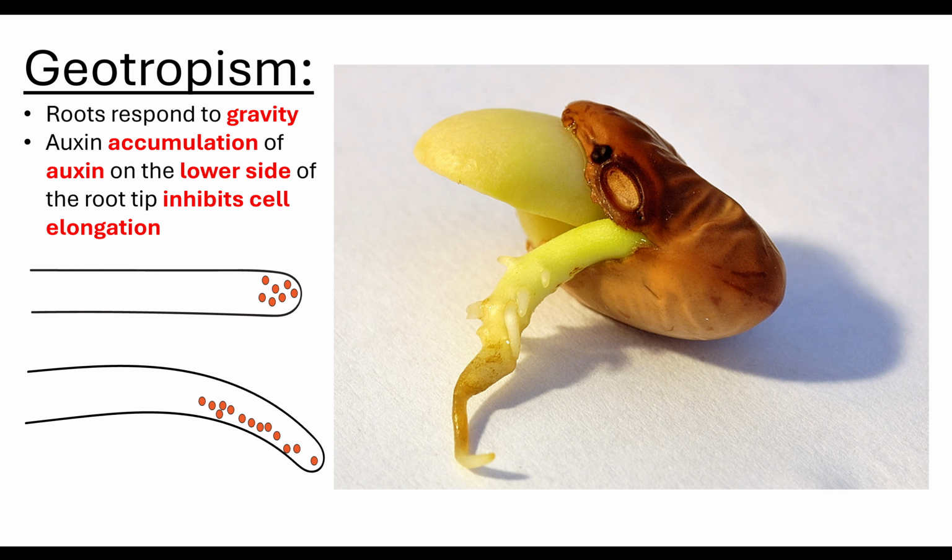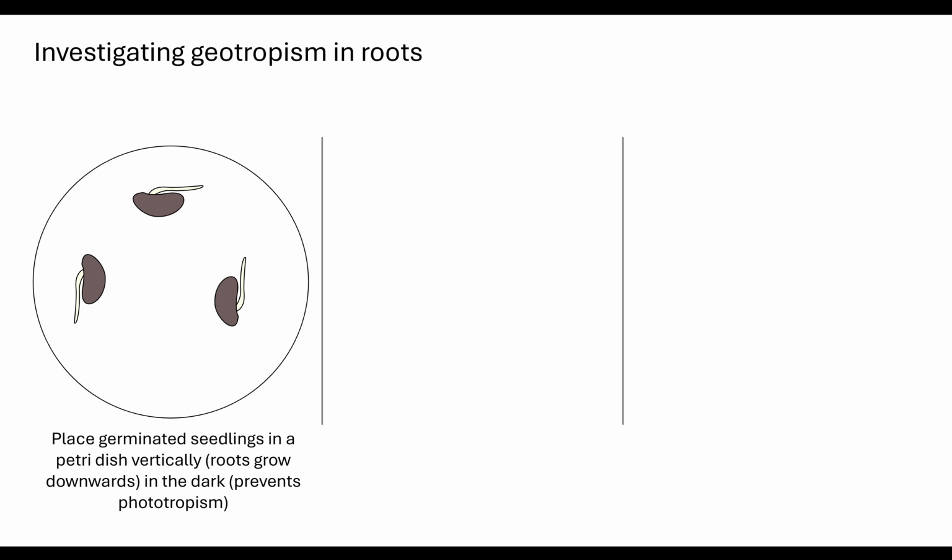Now, they don't expect you to know this in detail. What they do expect you to understand is that it's about the concentration of auxin, and they will give you information in the stem of a question and expect you to pull it out. So how would we investigate this? Well, with geotropism, we normally investigate in the roots by placing germinated seedlings in a petri dish which is vertically positioned. What does that do?